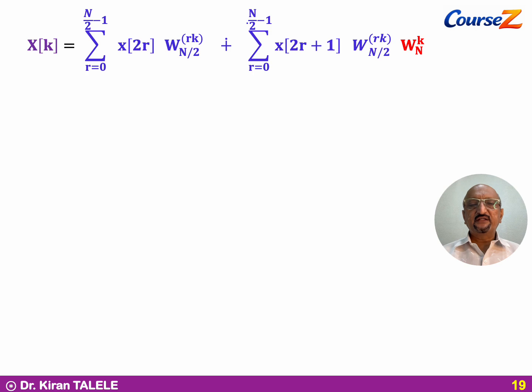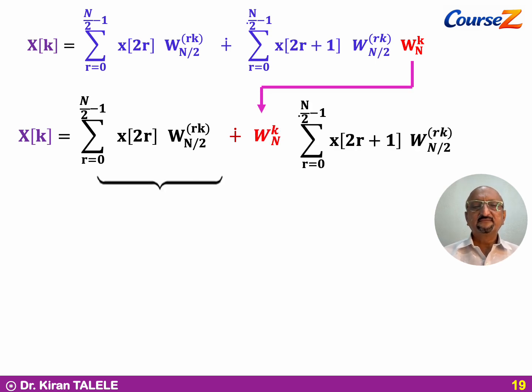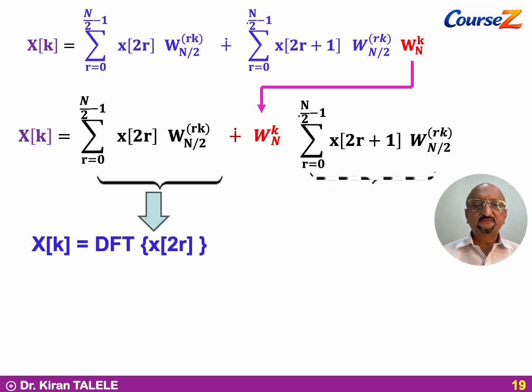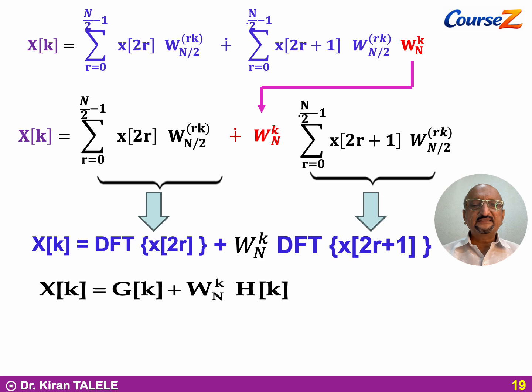In this entire expression, which are variable parameters? In the summation term, r varies from 0 to N by 2 minus 1. In this W term, there is no varying parameter like r. That means W_N raised to k is a constant term that we will take outside. This is DFT of x of 2r, and the second summation term is DFT of x of 2r plus 1. Let's call DFT of x of 2r as G of k and DFT of x of 2r plus 1 as H of k.